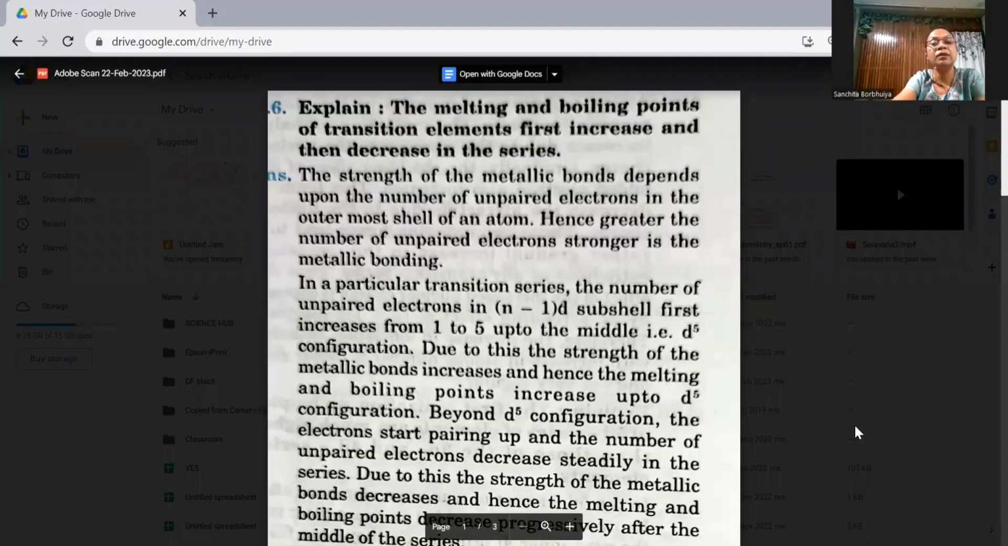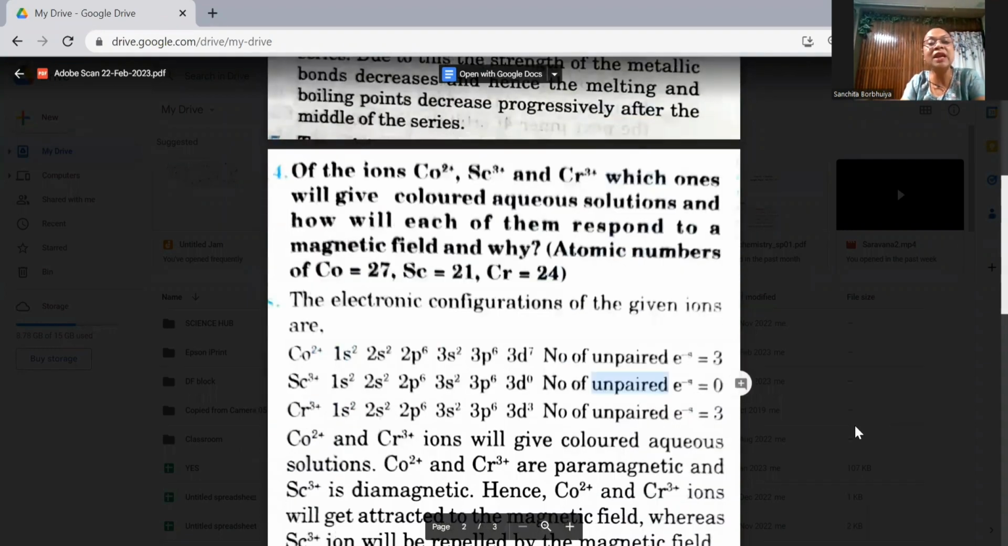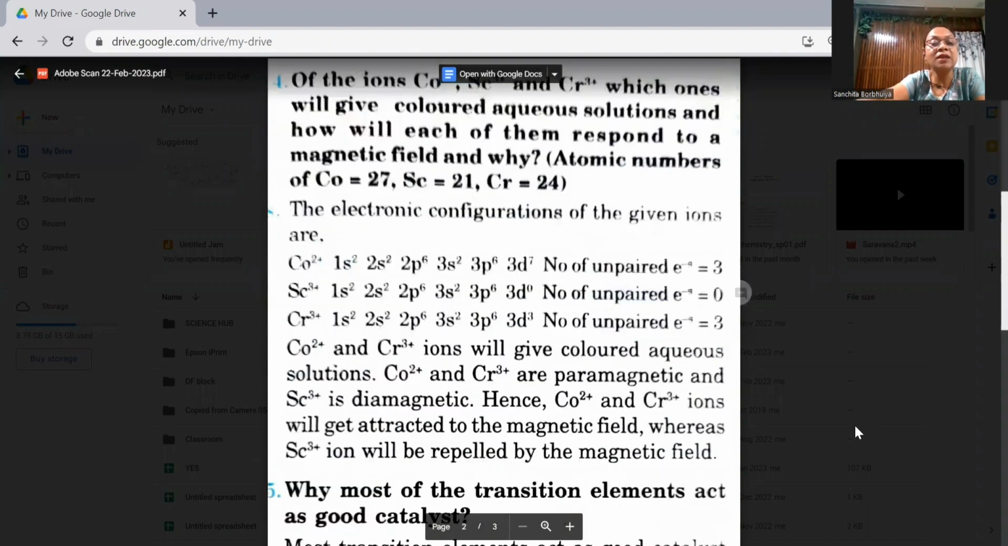Let us wind up this session, giving you a few questions for self-practice. Explain why the melting and boiling points of transition elements first increase and then decrease in the series. You can see the answer, I've written it down for you. Of the ions scandium 3+, cobalt 2+, and chromium 3+, which ions will give colored aqueous solutions, and how will each of these respond to a magnetic field, and why? The answer has been given to you.